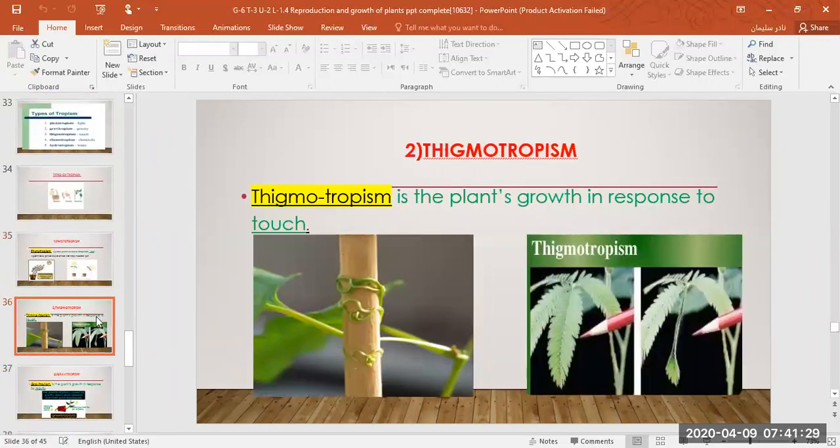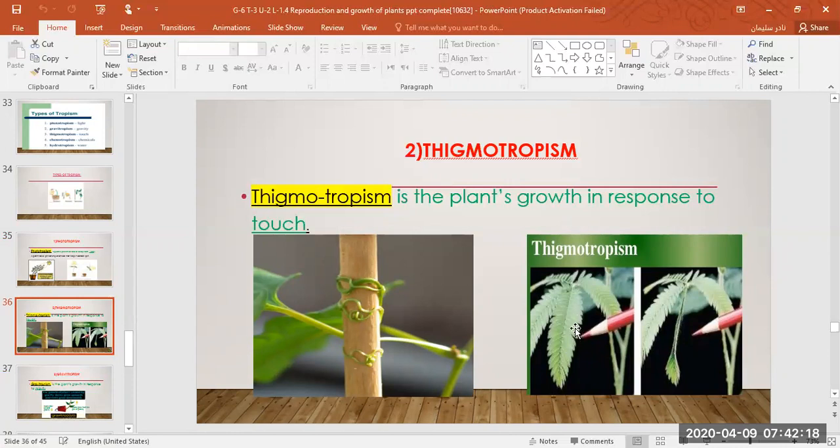Now here, thigmotropism, the second type of tropism, is the plant's growth in response to touch. How do plants respond to touch? In the first example, as you see here, this plant, when it touches the surface, grows on it. So this one is thigmotropism, because the plant is responding to a surface or an object. When it touches this object, it starts growing on it for support, like cucumber plants and tomato plants. Another example of thigmotropism is the mimosa plant that is very sensitive to touch.